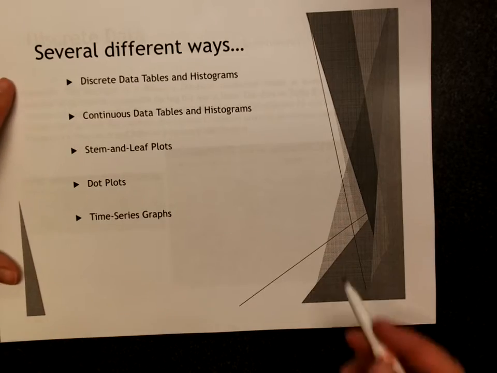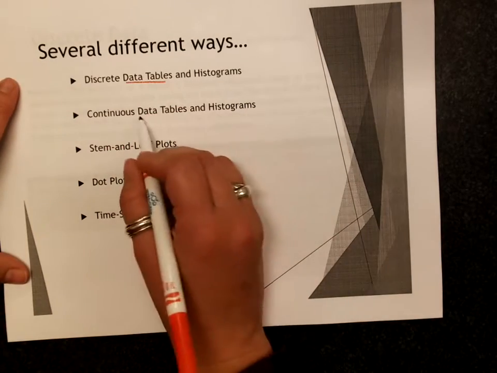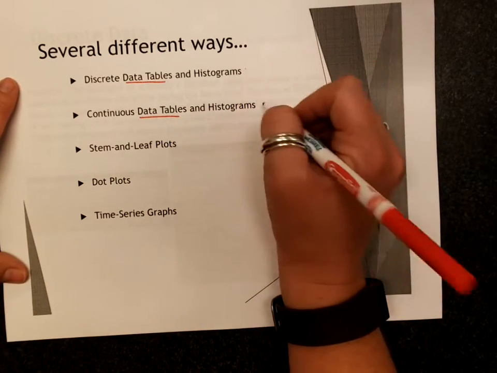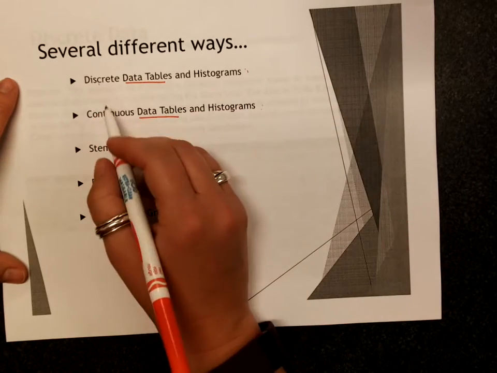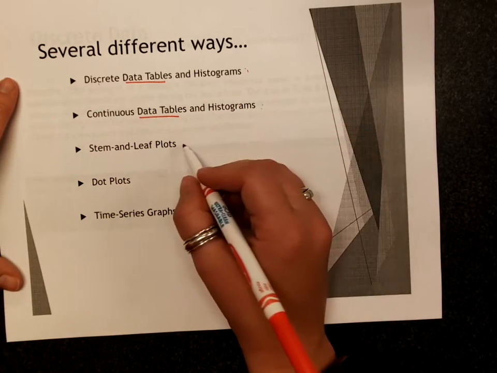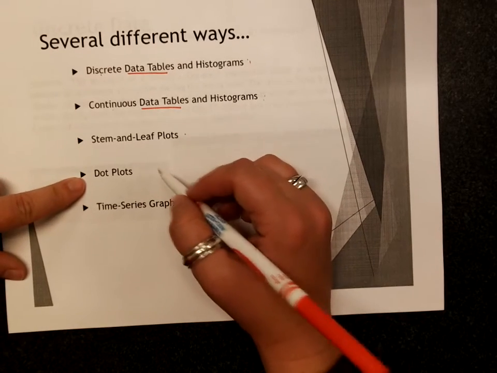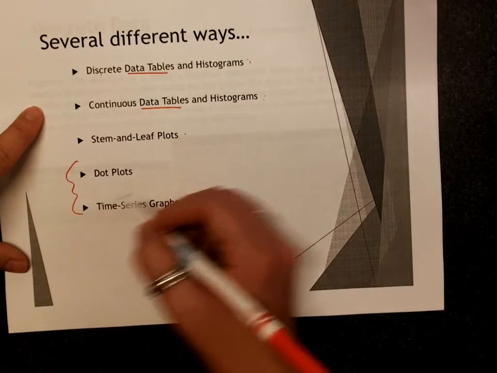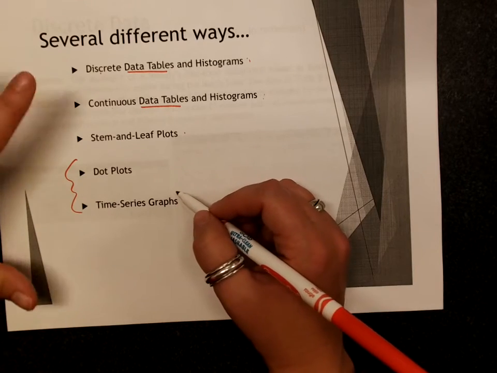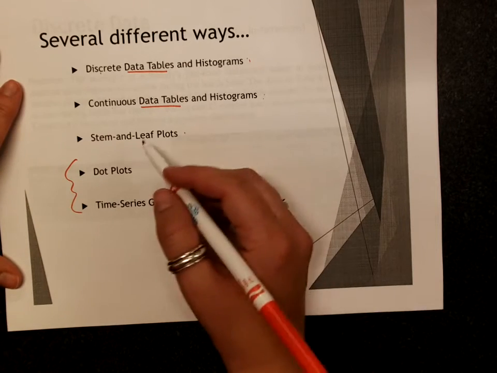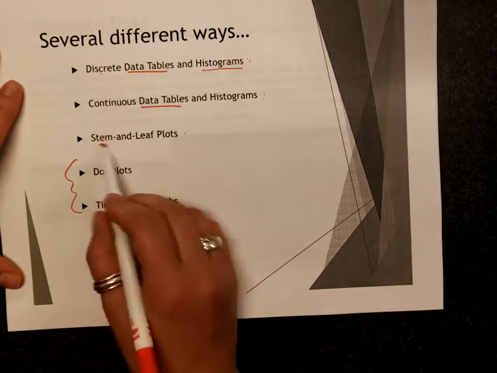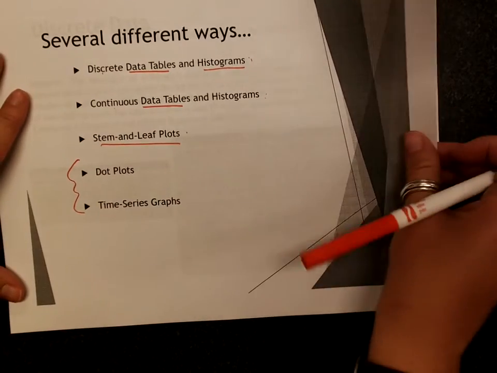So we'll be making the same data tables, those frequency distributions, and then we're going to make something called a histogram. We'll learn how to make it for discrete and then continuous. There's also something called a stem and leaf plot that we'll get familiar with. Dot plots and time series graphs are not things we really focus on. I'll show you what they look like, but we spend most of our energy on histograms and stem and leaf plots.